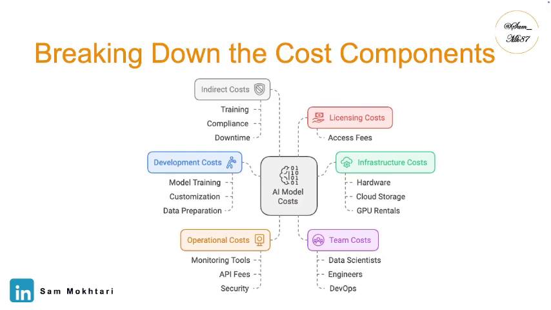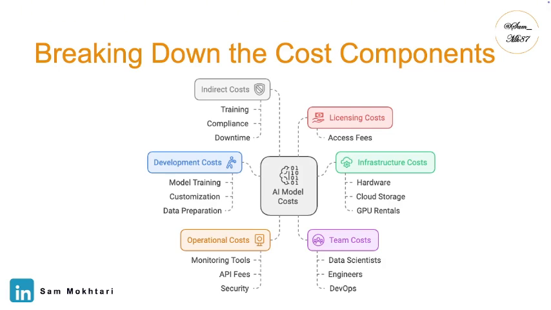All right, now that you have scoped the project, the next step is to break down the costs involved. Generative AI applications usually have 6 major cost categories. Firstly, development costs. This includes model training, customization, and data preparation. For example, fine-tuning a GPT model on specialized data can easily cost tens of thousands of dollars in computing resources.